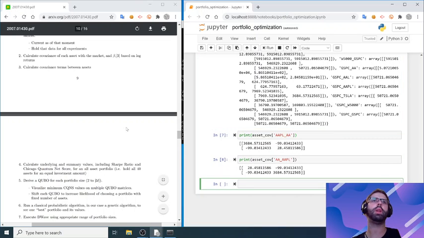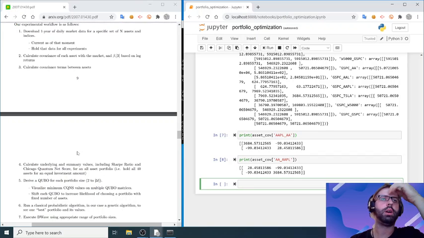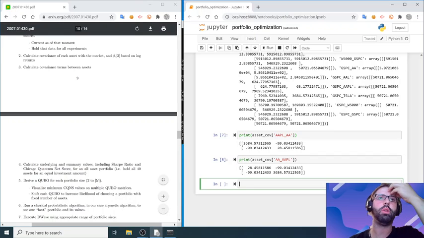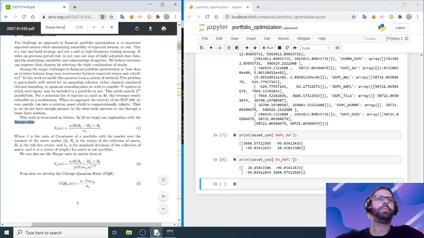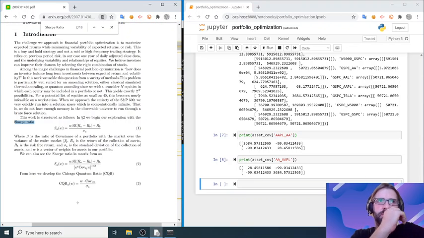Okay. So what we're gonna do now is calculate the summary values for an all asset portfolio, the Sharpe ratio and the Chicago net score. How do we do these? How do we do these? Sharpe ratio. What is the Sharpe ratio? So it's here. There's also the matrix form. I don't know what it is that we want.